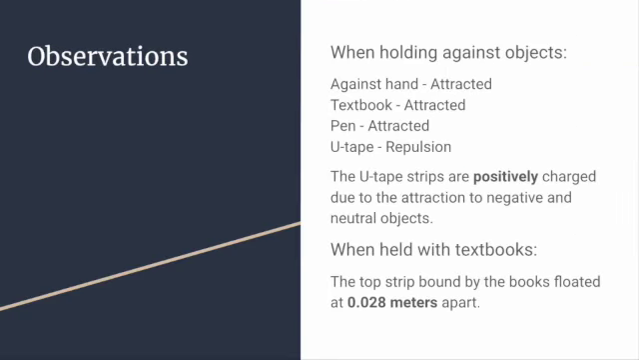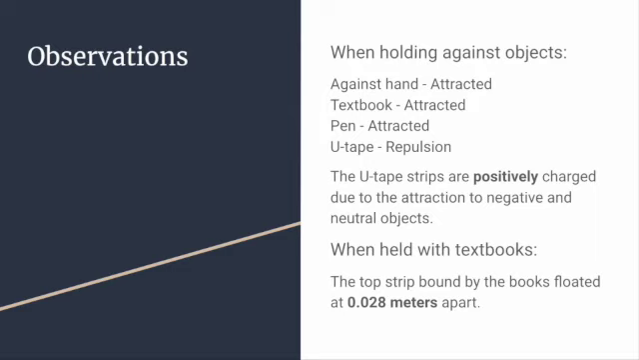For my observations, when holding the objects against the tape, my hand, the textbook, and the pen all attracted the piece of tape, but the U-tape against itself was repulsed, or it was kind of leaning away from the other piece of U-tape. The U-tape strips are positively charged due to the attraction to the negative and neutral objects, and the repulsion to the positive object in turn.